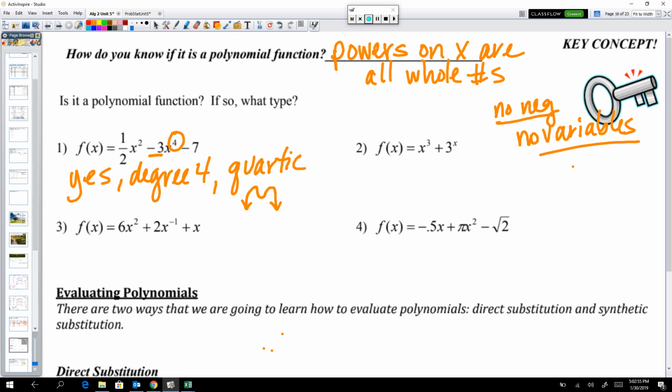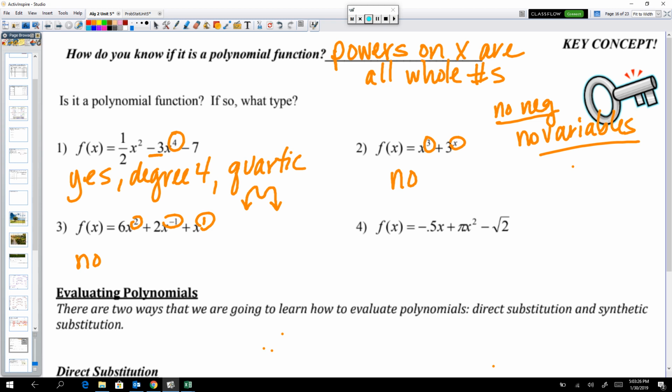Alright, number 2, is this a polynomial function? Does this pass the test? Well, 3 is a nice pretty whole number, but I've got a variable in the power there, so that does not pass the test. So no, that's not a polynomial. Number 3, the 2 is fine, the invisible 1 is fine, but the negative 1 is not okay. So no, this is not a polynomial.